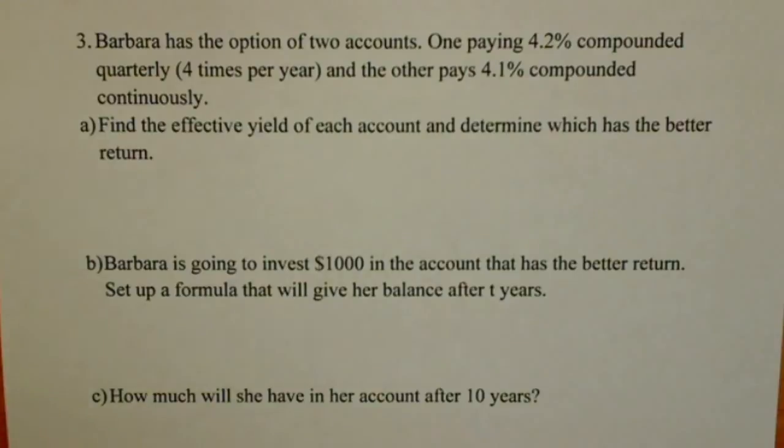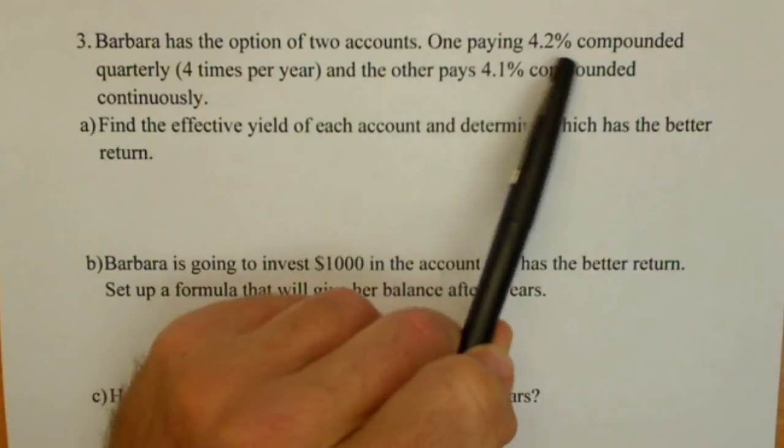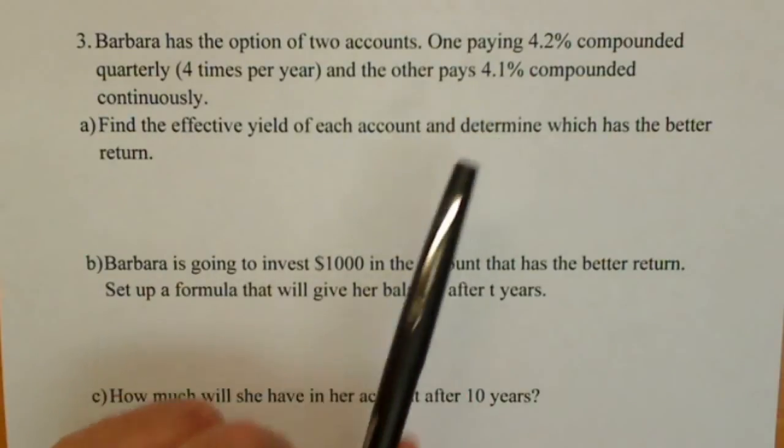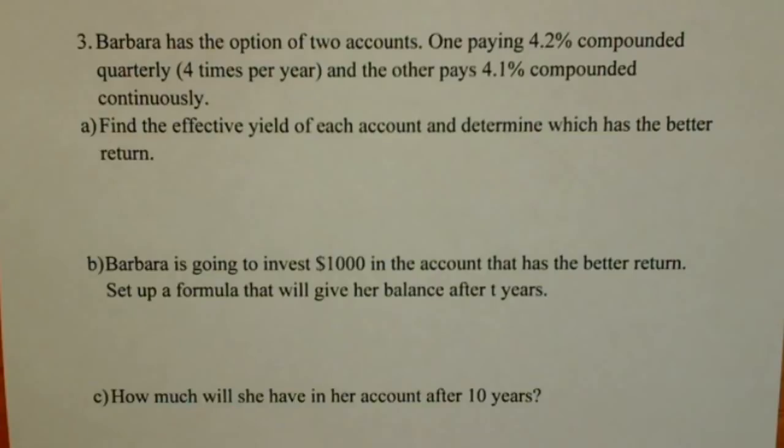So Barbara has the choice of two accounts, one paying 4.2% compounded quarterly, and the other pays 4.1% compounded continuously, and we want to know which one is better.